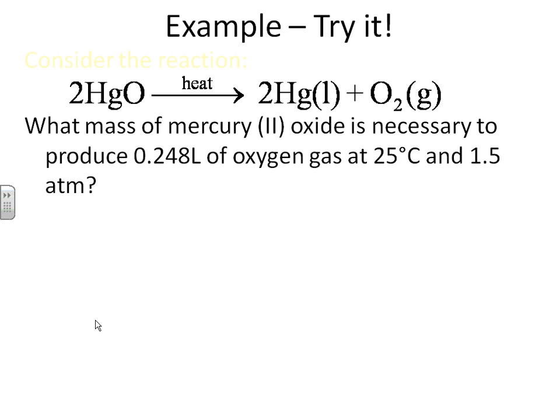Sample problem. What mass of mercury 2 oxide is necessary to produce 2.248 liters of oxygen gas at 25 degrees Celsius and 1.5 atmospheres? And what I'd recommend you doing at this point is actually pause the video and try this problem on your own. Really try it on your own first.